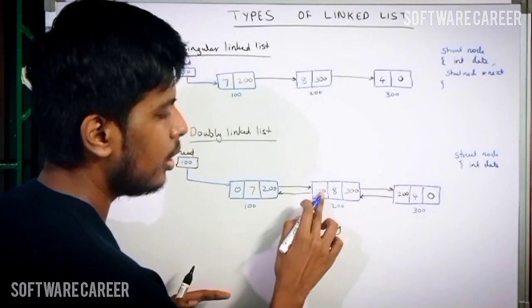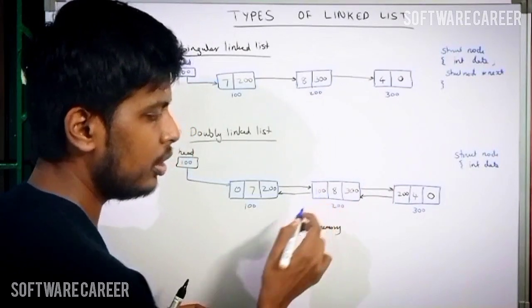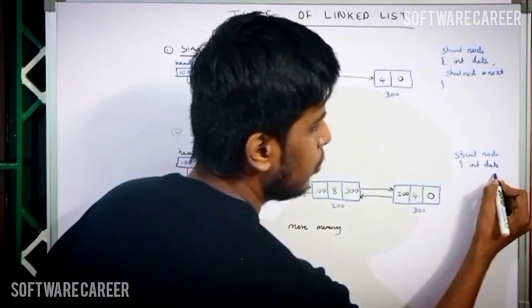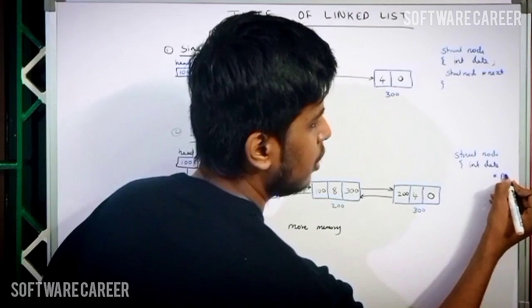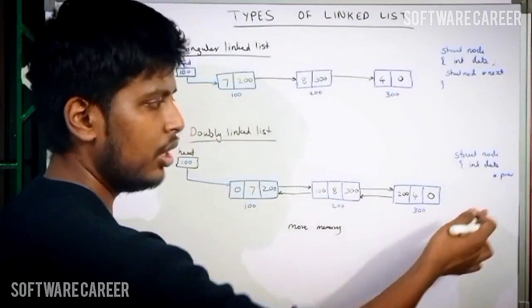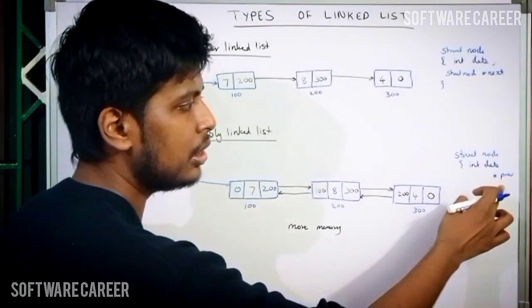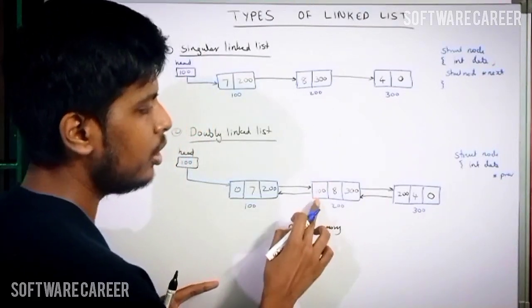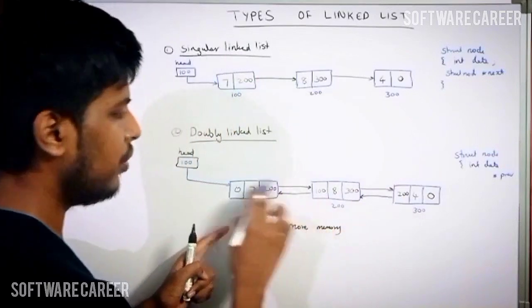Now there are two pointers. The first pointer is the previous pointer, which stores the address of the previous node. So I am writing a pointer prev. Prev means previous. I am naming it previous, but you can name it anything. Now this is a pointer which points towards the previous node.